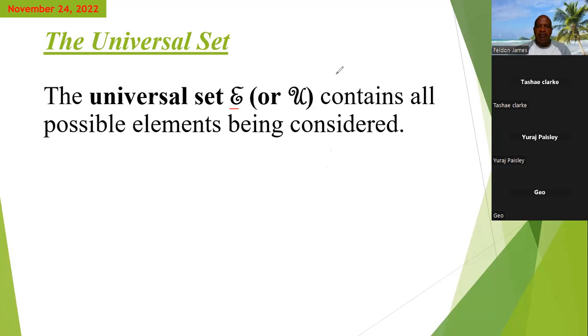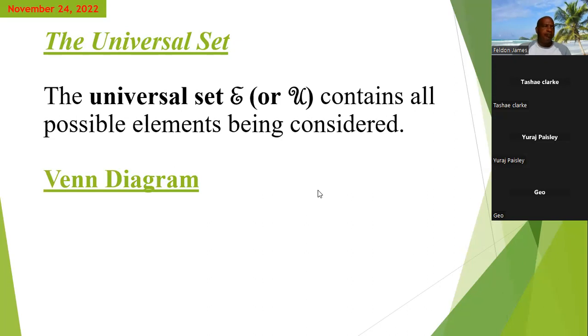All right, so the universal set, whether you're using the classical symbols or the modern day ones, contains all possible elements being considered for that universe. So that we could call a definition.